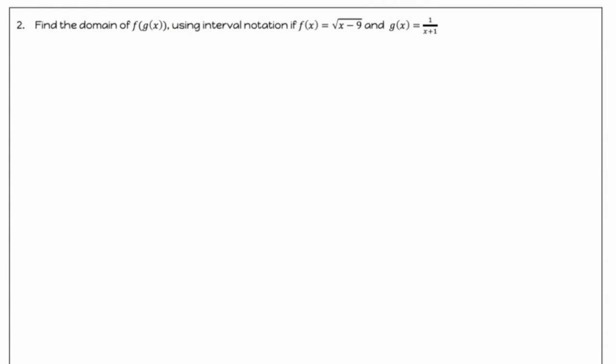Okay, so here we have find the domain of the composition. We got f composed of g of x. It says using interval notation if our two functions are f of x and g of x. So we have been given our functions. We are going to start off the same way. I'm going to first find the domain of the input.